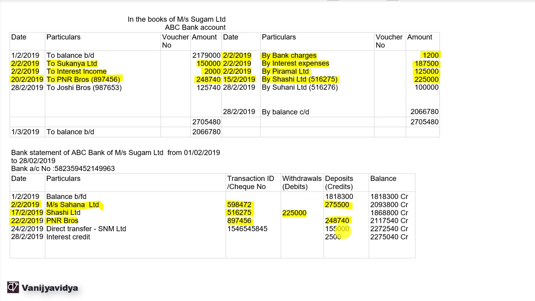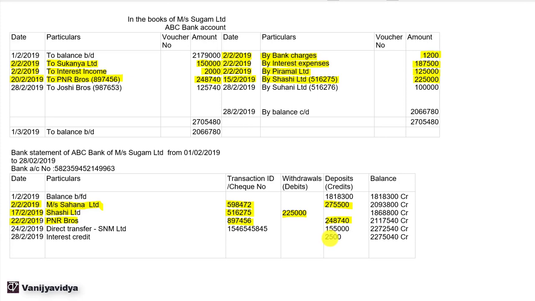So it will be part of bank reconciliation statement. Then on 20th Feb 2019 there is an interest which is credited, 2,500. Again, the same is not appearing in your cash book and it will be part of the bank reconciliation statement.